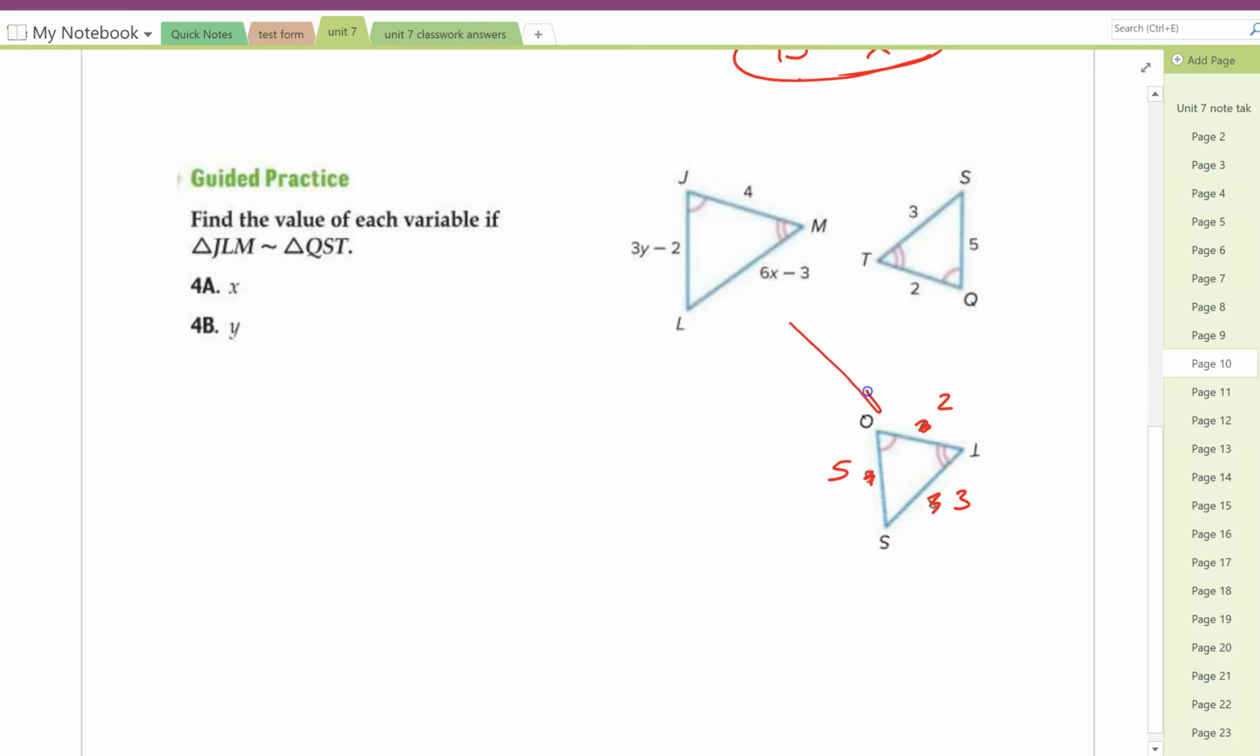And so I'm going to look at these two actually, and the only two sides that both have numbers that correspond are JM and QT. JM, it says, is 4, and QT is 2. 4 divided by 2 is 2. So I'm going to use this ratio of 2 to help me solve for x and y.